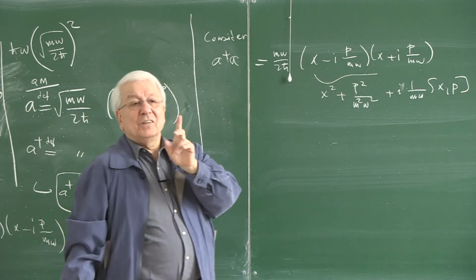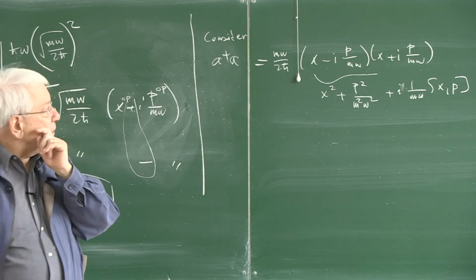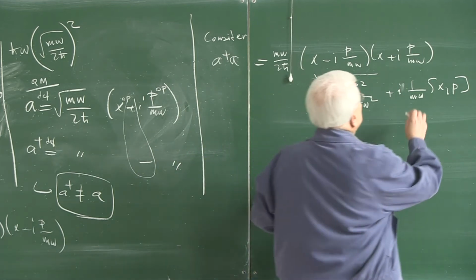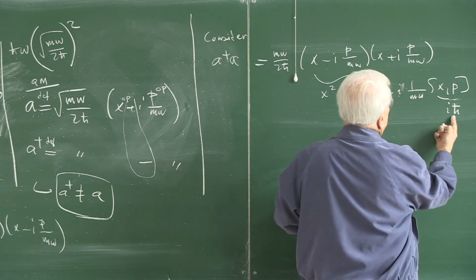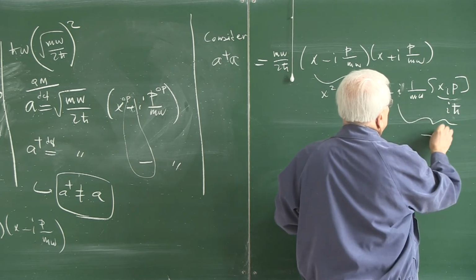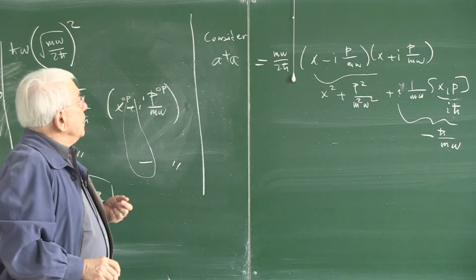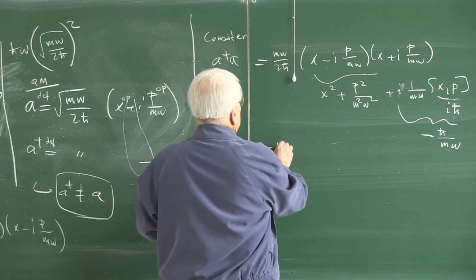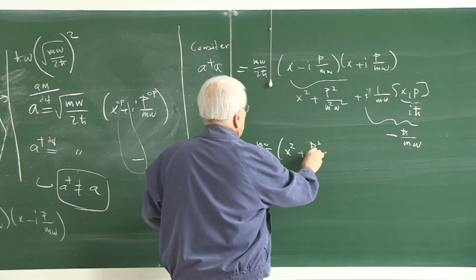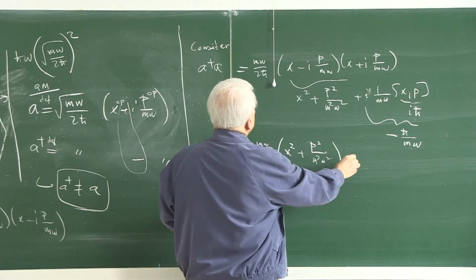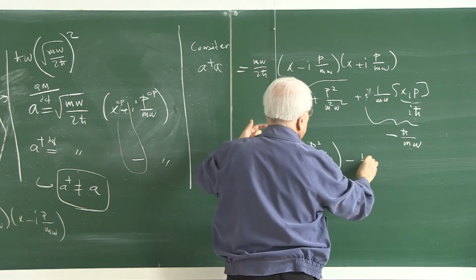Commutator. That's it. That's the quantum mechanics. You started from classical, I made the identifications and went back to quantum mechanics, and you see what the new things are. The commutator is i h bar. So i times i is minus one, and this thing is minus h bar over m omega. And therefore, this entire thing is m omega over 2 h bar times x squared plus p squared divided by m squared omega squared, minus 1/2, right?